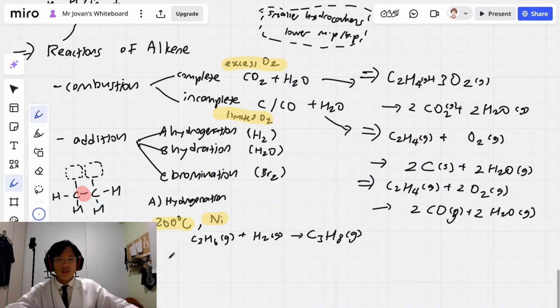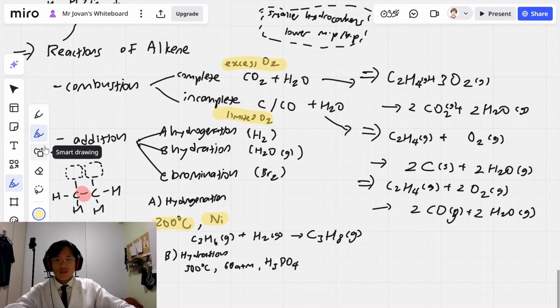But let's try another reaction. B, hydration. It gets more interesting. Hydration is an addition reaction of alkenes with steam. What is steam? Steam is simply H2O in its gaseous state. Now what are the requirements needed? Very hot, 300 degrees Celsius. This reaction even needs to consider pressure because it's a very hard reaction to happen normally. So you need it to be at 60 atm, and you even need a catalyst of phosphoric acid, H3PO4. You can go write it down. So you need these three things.